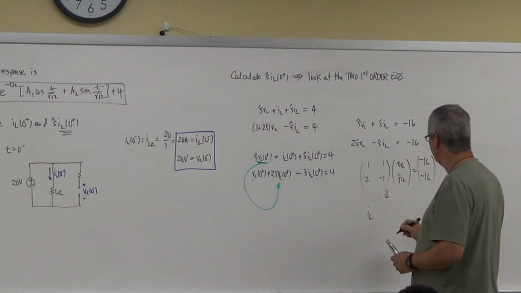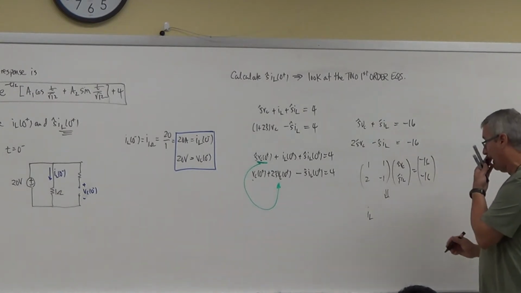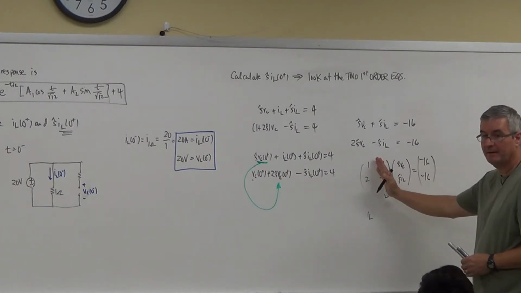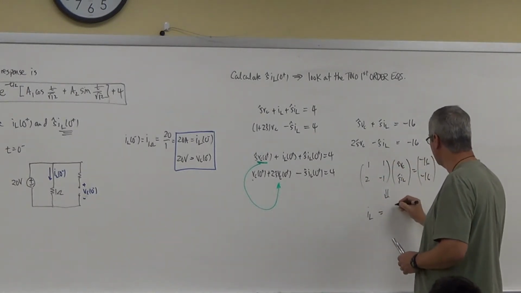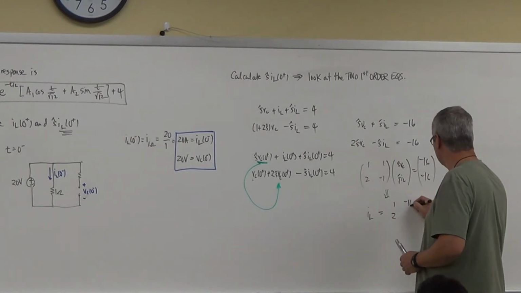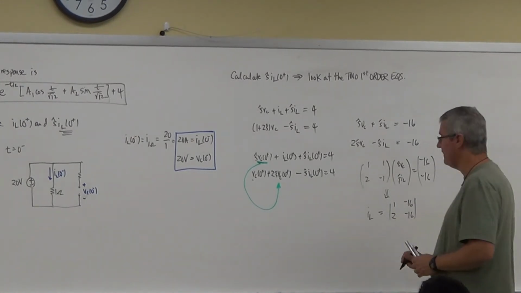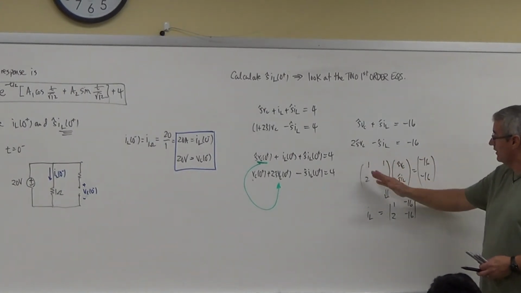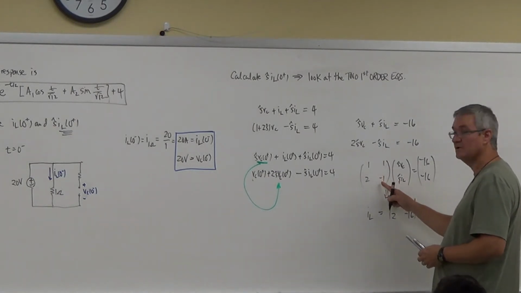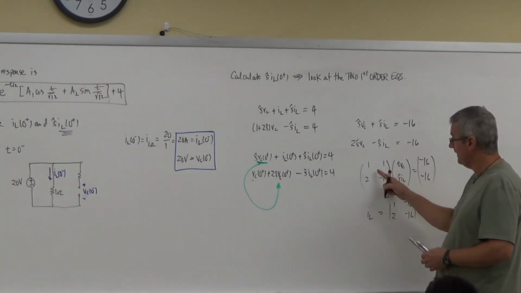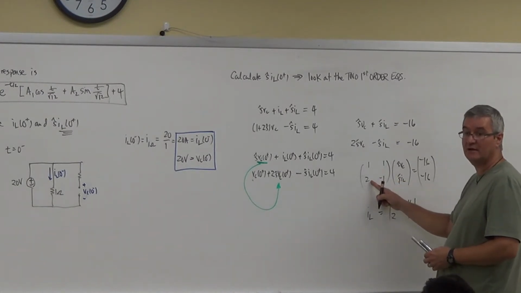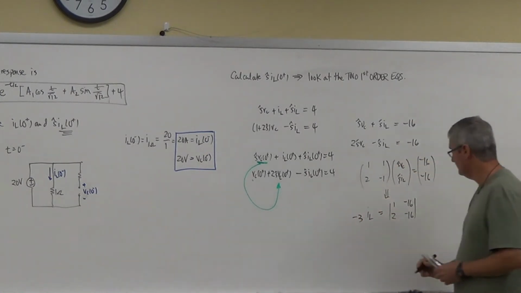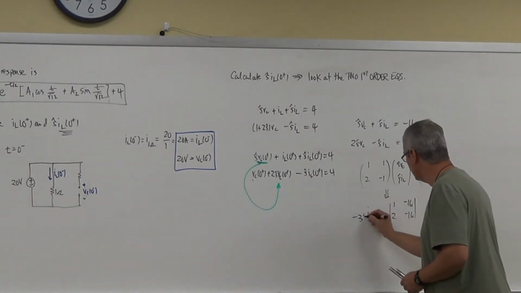So IL means that this has to be what? I take this column and put it right into here. Okay? So then this guy's got to be 1, 2, negative 16, negative 16, and then I take the determinant of this side. So this is going to be 1 times negative 1, which gives negative 1, minus 1 times 2, negative 2. So I get negative 1 minus negative 2, which gives me negative 3. Oh, by the way, I forgot to put S hat here.